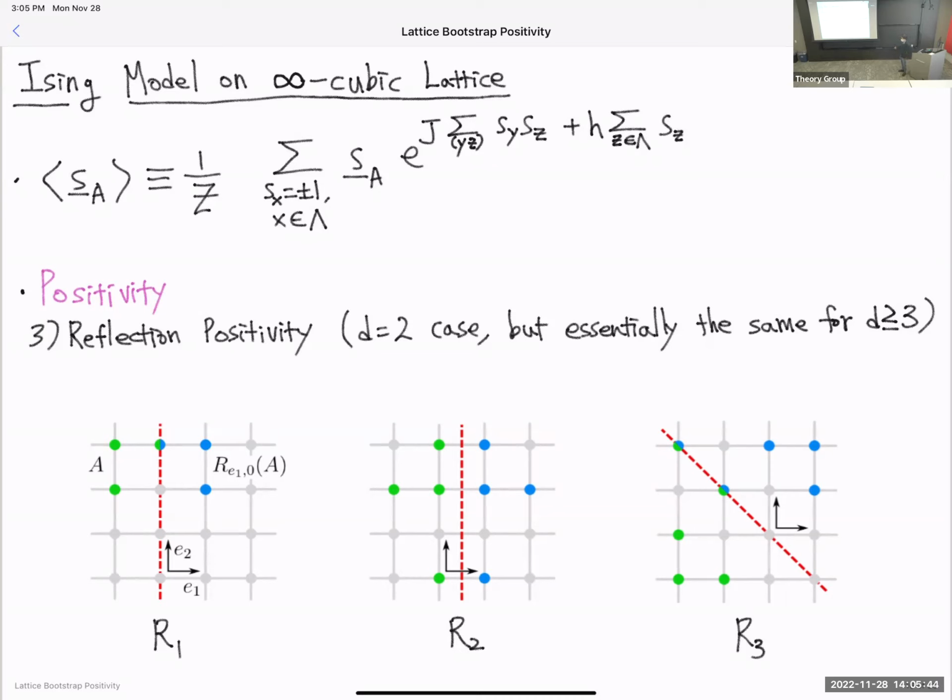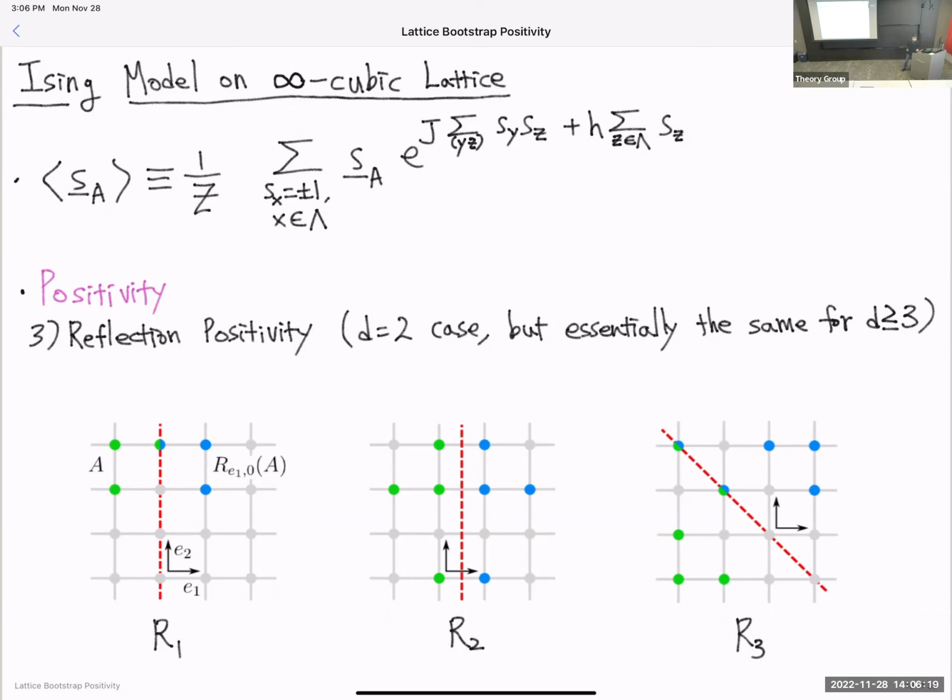So the first reflection is reflection along the vertical site. This red dotted line is a reflection axis. So in the left half space, which in particular includes the axis itself, if you have a spin configuration like this, green dots, upon reflection, you get these blue dots. The second reflection is vertical reflection, but along the links. And finally, the third reflection is diagonal on-site reflection. So if you have these green dots, they reflect to these blue dots.